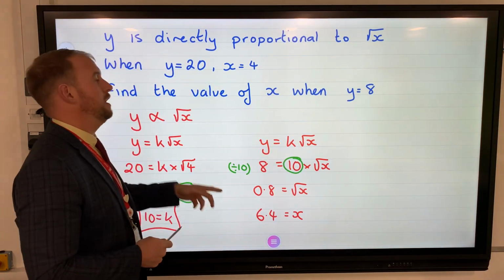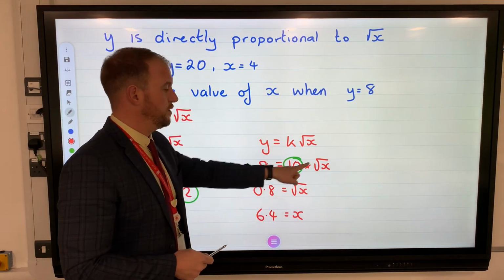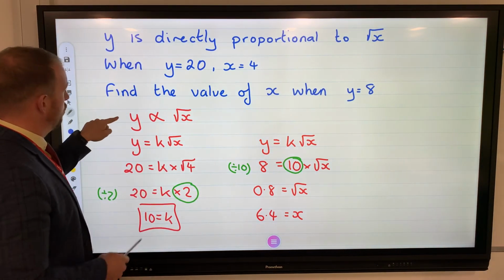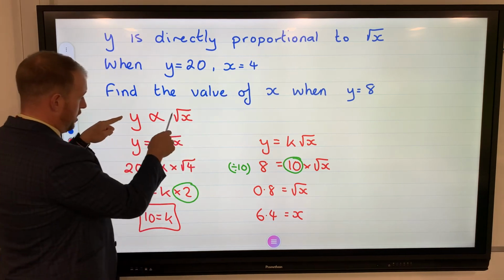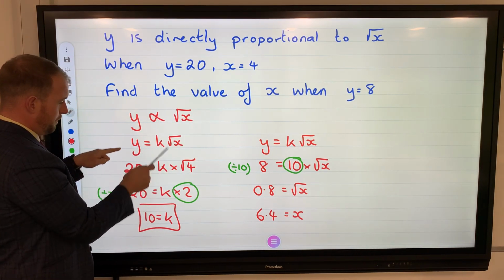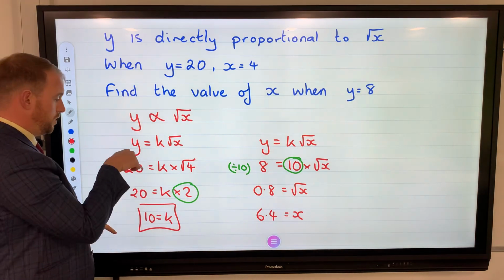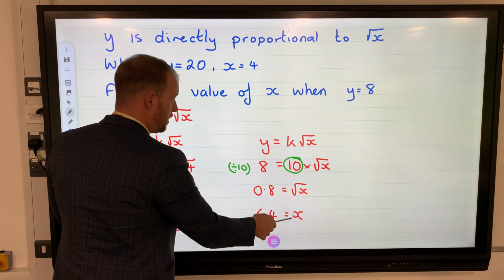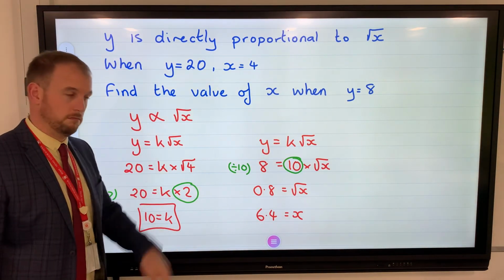This one obviously is a very tricky one, where we had to be careful with the inverse of square root being squared. But remember, write out in mathematical terms what it's saying to you, convert to a formula, substitute, find the constant. Once you've got the constant, you can then use substitution again to find the value of the unknown asked in the question. Hope it helps.